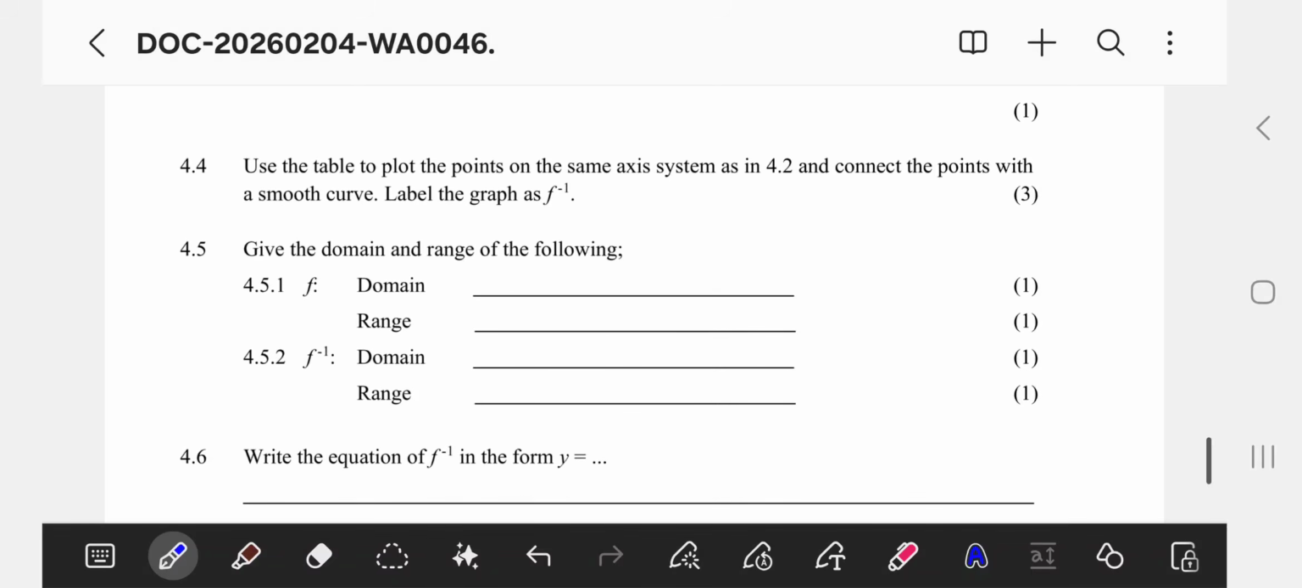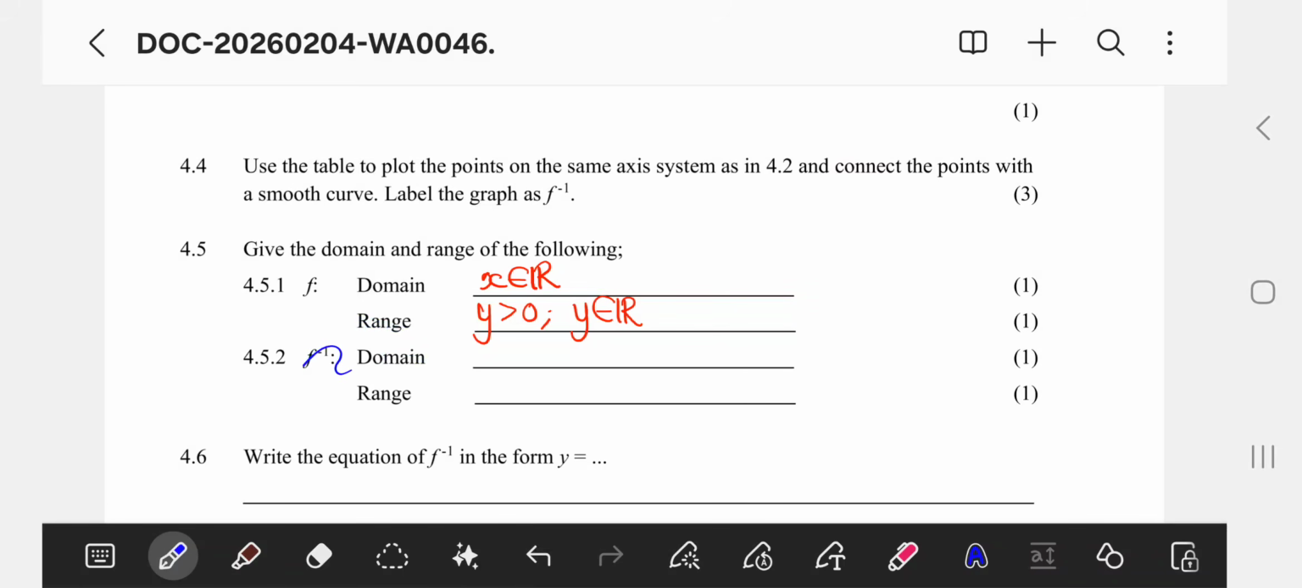So 4.5 is based on domain and range. We don't even have to look at our graph to answer this. We know that the domain for exponential is x is an element of real numbers. The range here, the graph was drawn above the asymptote, so it's all positive y values. So we're going to say y is greater than 0, y is an element of real numbers.